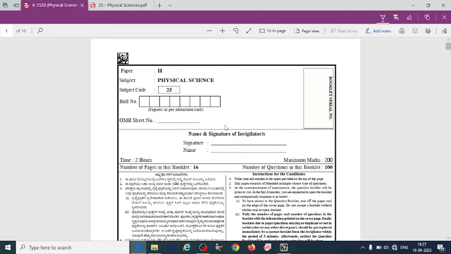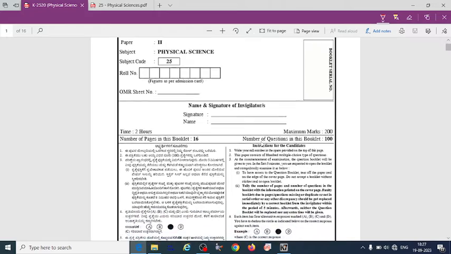Some physical science problems for KSET 2020 paper. So the total number of questions will be 100, and for 200 marks each question carries 2 marks.